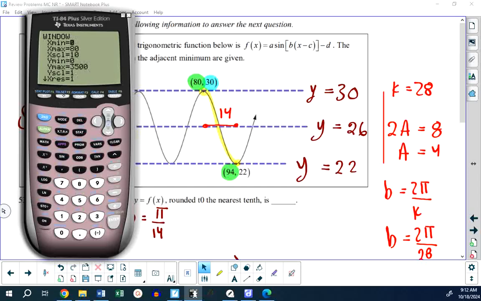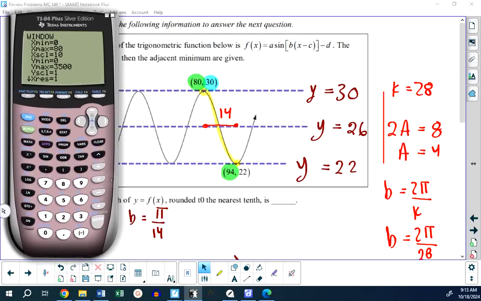If I want to see these features of the graph, this x-coordinate is 80, this x-coordinate is 94, maybe I should go from 70 to 120 to include those numbers. What am I looking at here? Well, the minimum y is 22, the maximum is 30. Maybe I'll go from 20 to 32 would do it. I could look a little bit further.